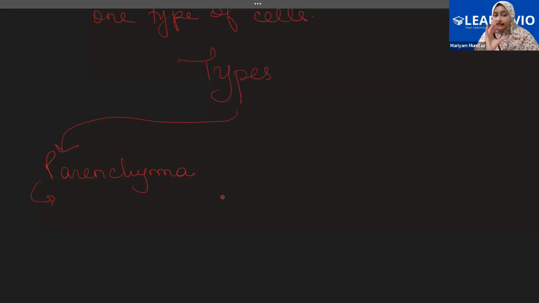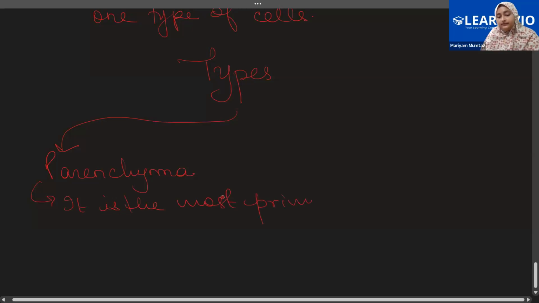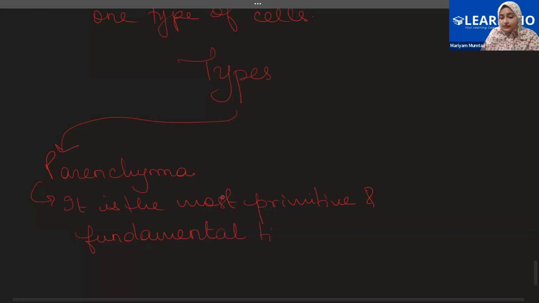Now, parenchyma is further modified in a lot of ways. Some parenchyma have chlorophyll present in them. Some have air spaces present in them. On the basis of that, they can be a variety of types like aerenchyma and chlorenchyma. So their modifications are there. But initially, we can say that it is the most primitive and most fundamental tissue.